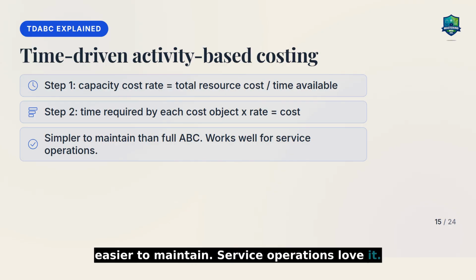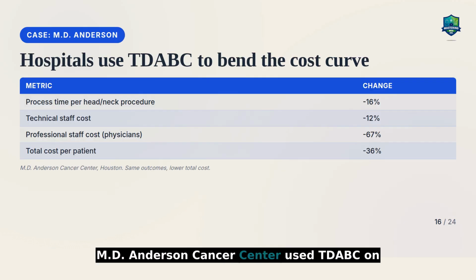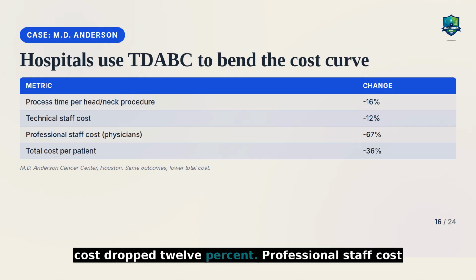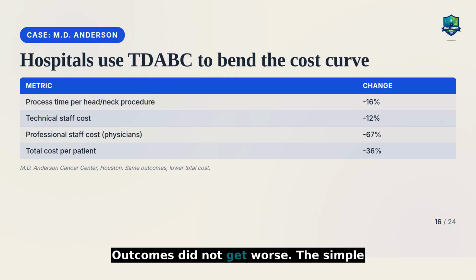Service operations love it. MD Anderson Cancer Center used TDABC on head and neck procedures. Process time dropped 16%. Technical staff cost dropped 12%. Professional staff cost dropped 67%. Total cost per patient dropped 36%. Outcomes did not get worse. The simple costing system had hidden where the cost actually lived.